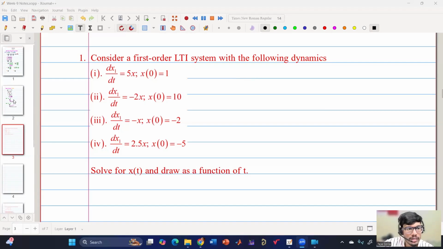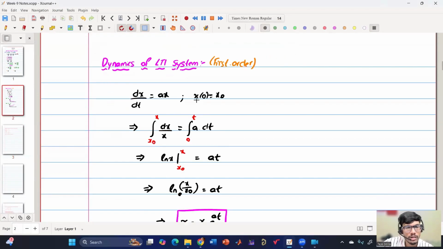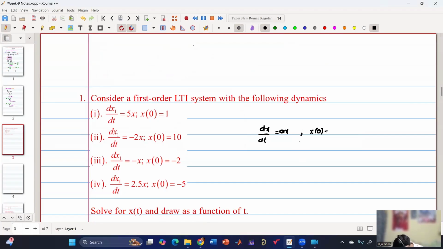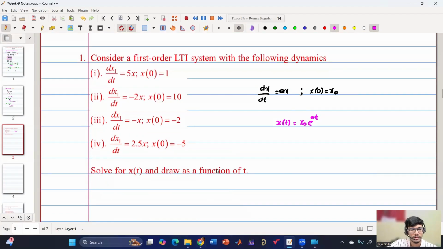Okay, maybe I'll give you a hint. So we have solved for x of t. This is a generic solution: if you have dx by dt equal to ax, and initial condition x of 0 is x naught, then the solution is x of t equals x naught into e to the power at. Now for this case, what will be the solution? Can you tell me for the first case?